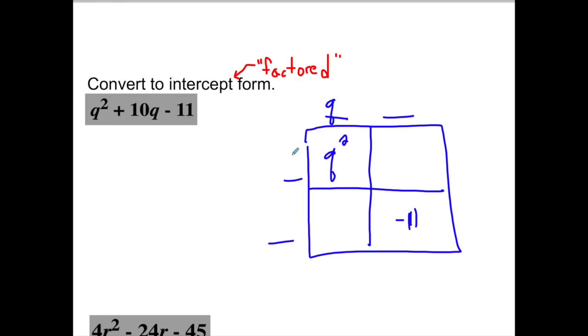So this needs to be q and q, because q times q is q squared, right? Because it's q multiplied by itself. And now I need to multiply to negative 11 and add to 10. So how could I do that? Well, in general, 11 could be 1 and 11, and that is basically it. So that's the good news. Now, I need a positive times a negative, because we know that a positive times a negative is a negative. And I'm going to choose 10 to be my positive.